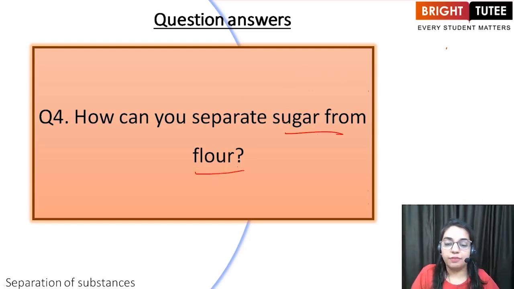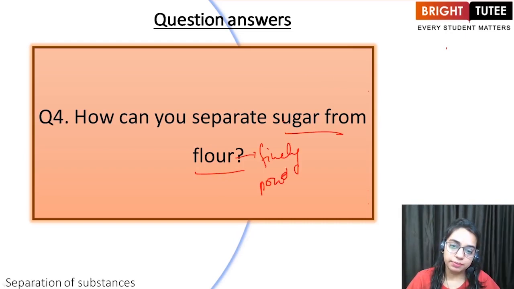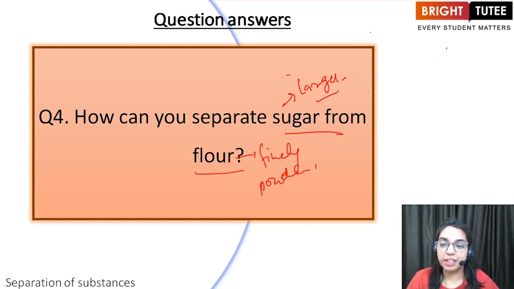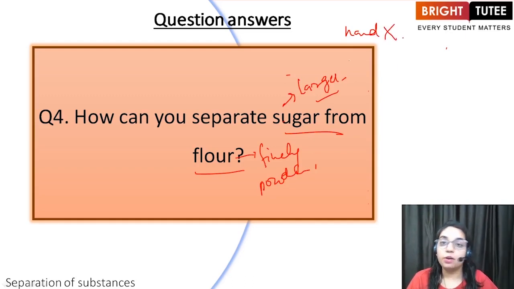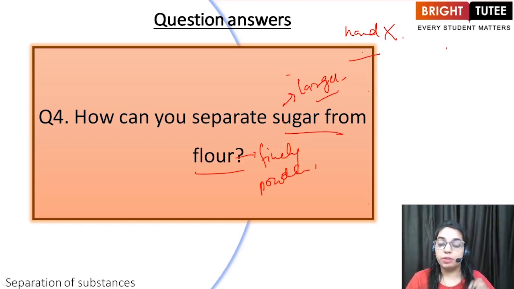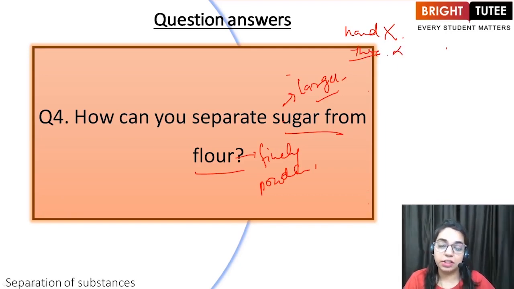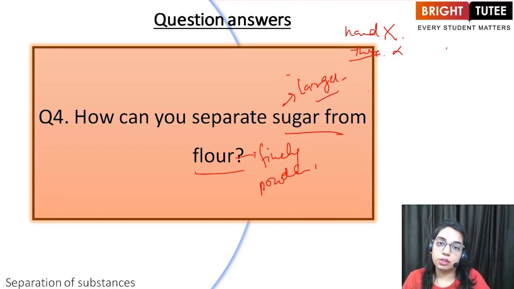So children, we have flour and sugar mixture, and we know flour is finely powdered. Sugar particles are a bit larger, as you can compare it with the flour particles. So how we can separate it? Can we do hand picking? No, we cannot do hand picking. Why? Because sugar particles will be so large in number. It will be such a tedious process and we won't be able to do it, right? So, can we do threshing? No, definitely not. We cannot beat it. If we are going to beat this mixture, the sugar will be powdered and flour and sugar will get mixed.